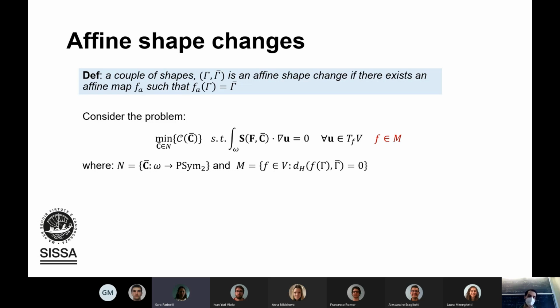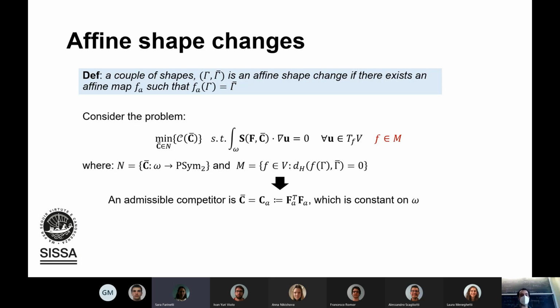Okay, now we observe the following. These are affine shape changes, so there is an affine map sending one into the other. One can compute its associated metric tensor or Cauchy-Green strain, which is CA, and this is uniform, constant on the whole domain omega. Now, an admissible competitor for this optimization problem is C bar equal to CA. And it is a trivial competitor in the sense that the mechanical problem in this case is trivially satisfied and it is the stress-free problem. So what we ask is: is this C bar optimal?